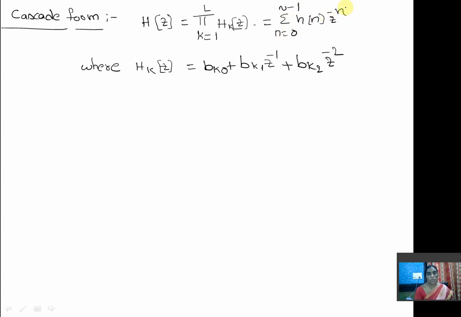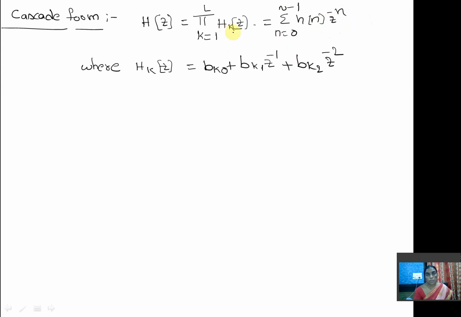If you substitute this, how many terms are there here? From 0 to N minus 1, N terms are there. But if you observe the z power minus n term, the last term consists of h of N minus 1 z power minus of N minus 1. That means what is the order of this equation? Here z power minus of N minus 1 is there, that means N minus 1 order.